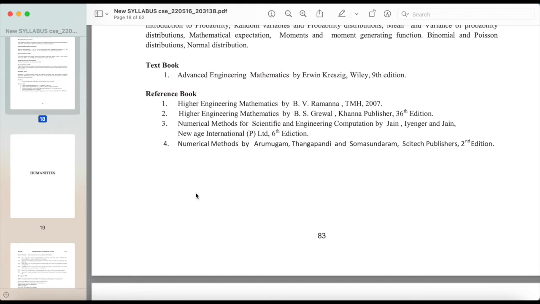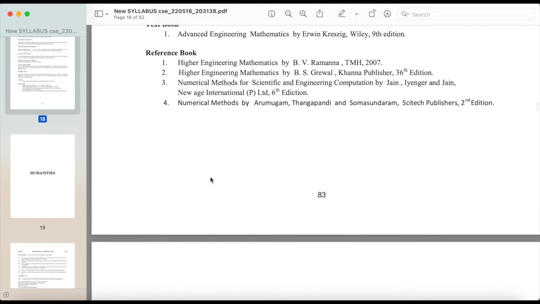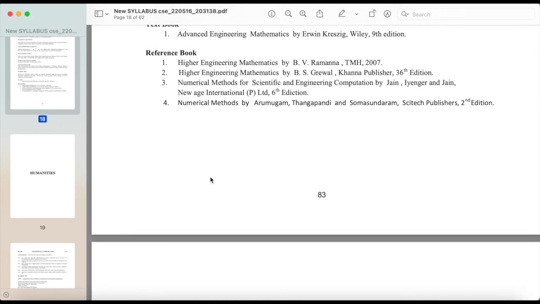Engineering Mathematics by B.V. Ramana, TMH, 2007. 2. Higher Engineering Mathematics by B.S. Grewal, Khanna Publishers, 36th edition. 3. Numerical Methods for Scientific and Engineering Computation by Jain and Iyengar, New Age International Private Limited, 6th edition. 4. Numerical Methods by Arumugam, Thangapandi and Somasundaram, Scitech Publishers, 2nd edition.